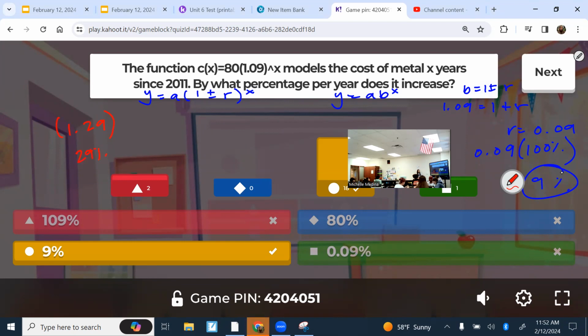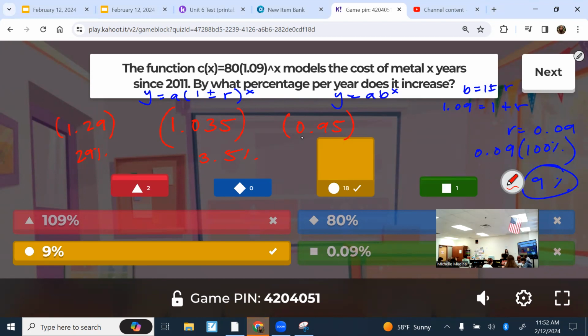29%. I figure more of you. If it was 1.035 in the parentheses, by what percent did it grow? Good. If it was 0.95, so a decay example, by what percent did it decay? Not 95%. 5%. This one would be a decay example.